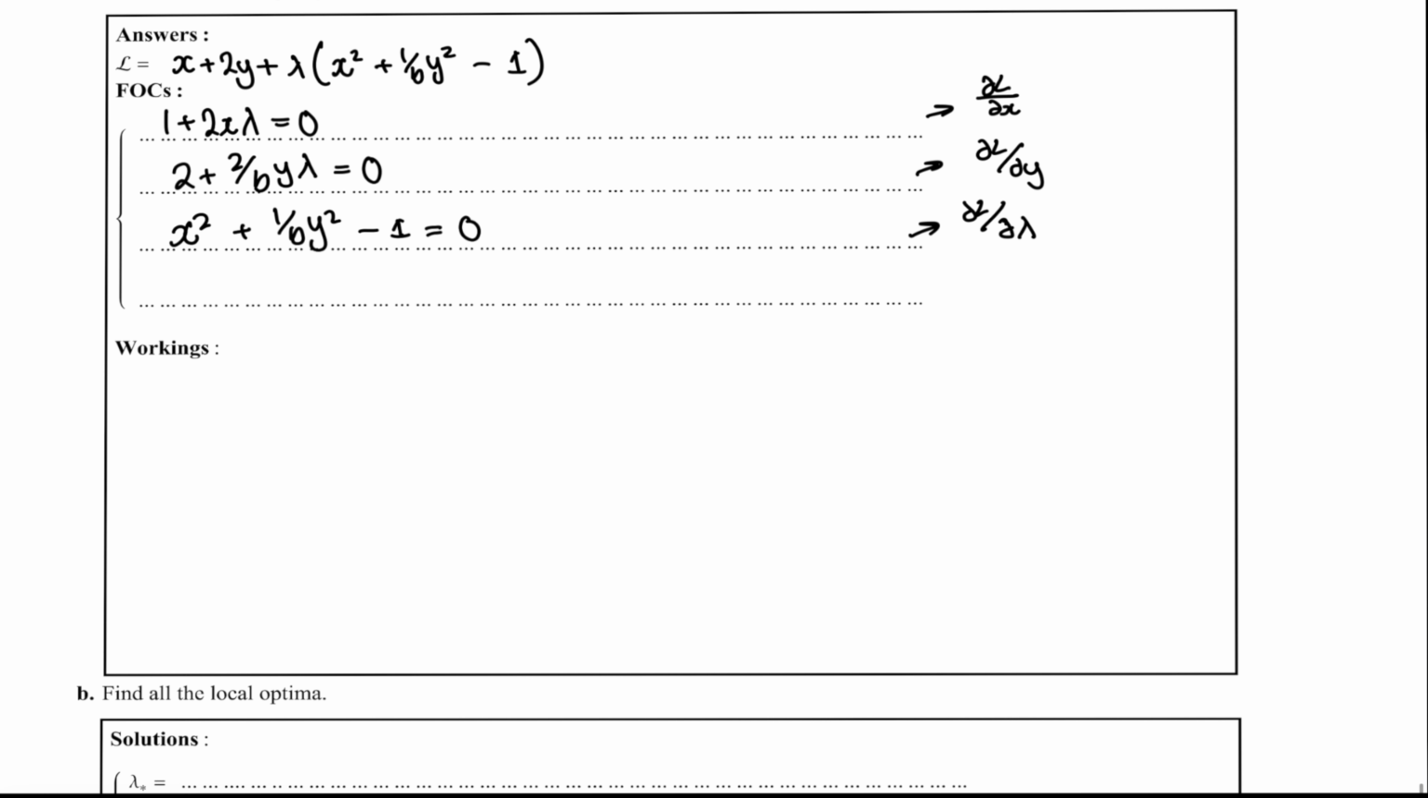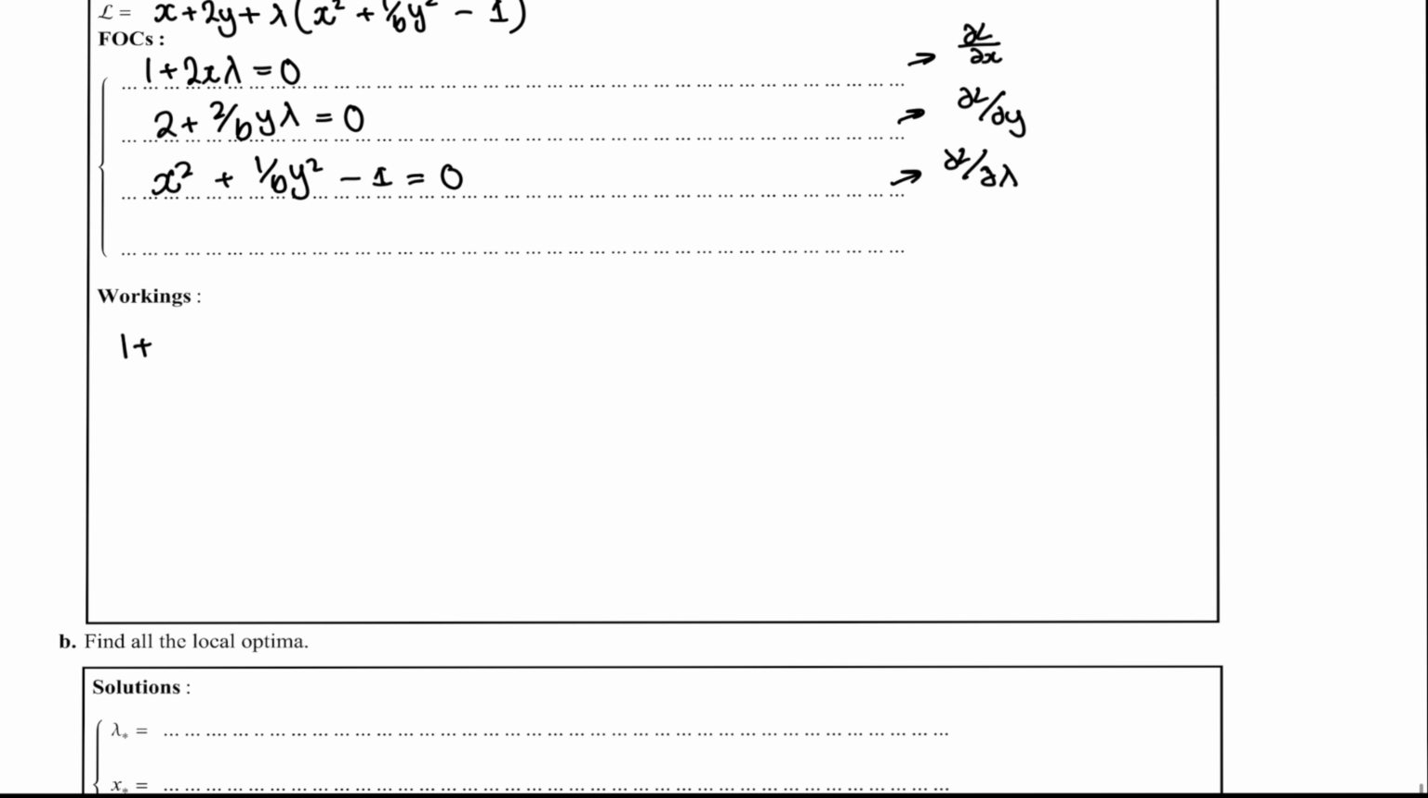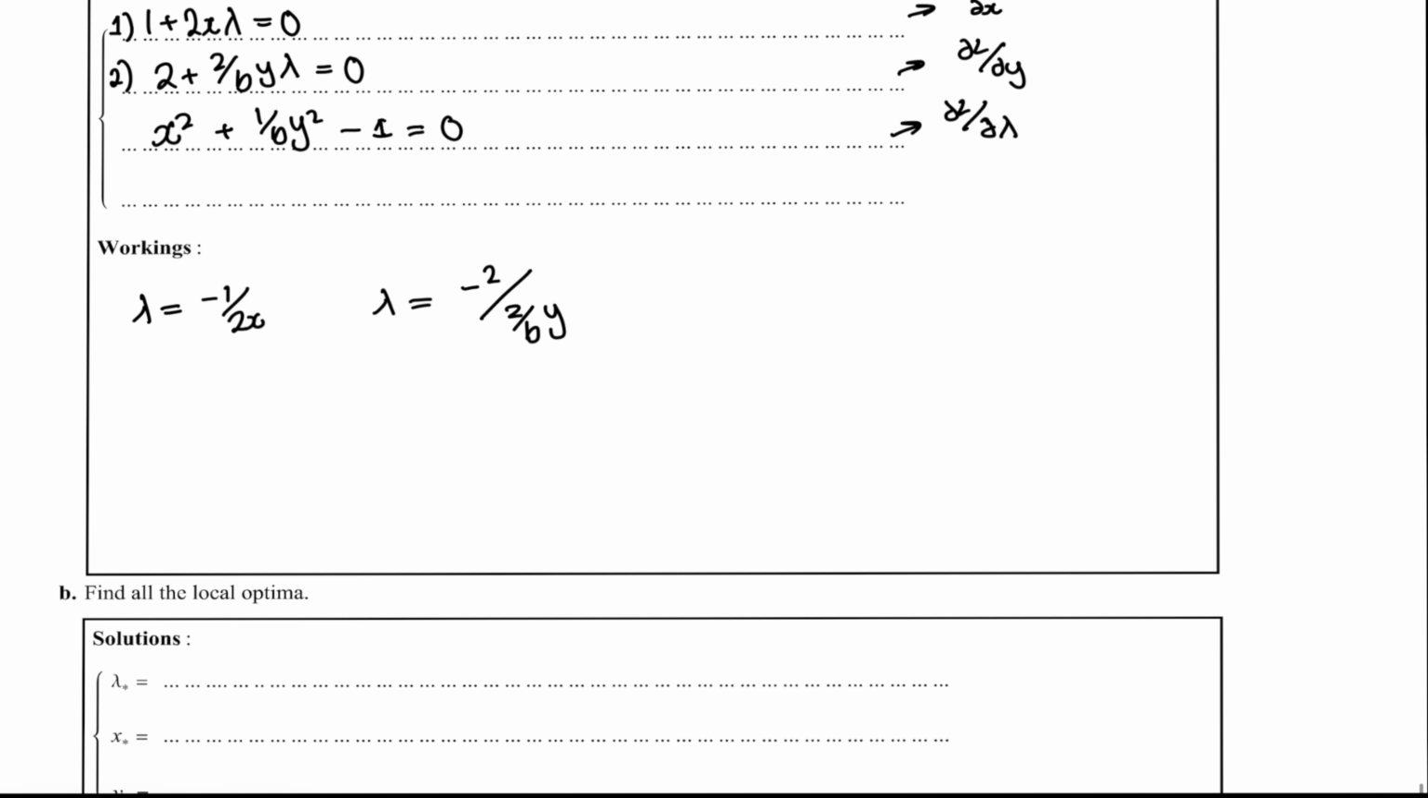Part B, find the local optimum. That means I'm going to have to solve these first order conditions. I'll do it over here just to make it easier to see. If I rearrange the first one to make lambda the subject, we get lambda is equal to minus 1 over 2x. Rearranging the second one with respect to lambda, we have lambda is equal to minus 2 over (2/b)y, which is the same as writing minus b over y.